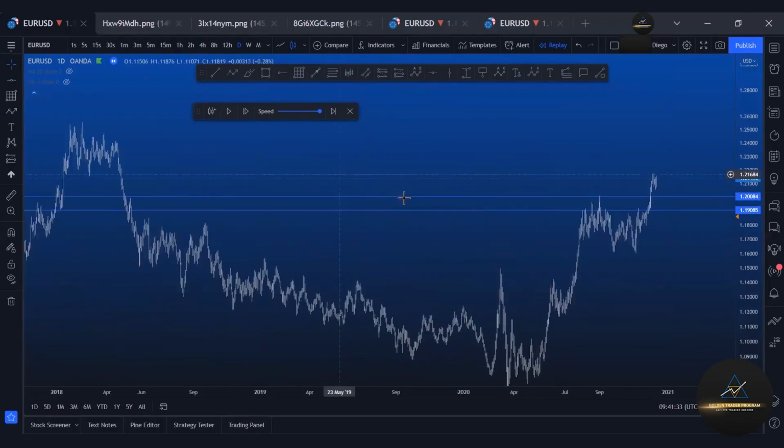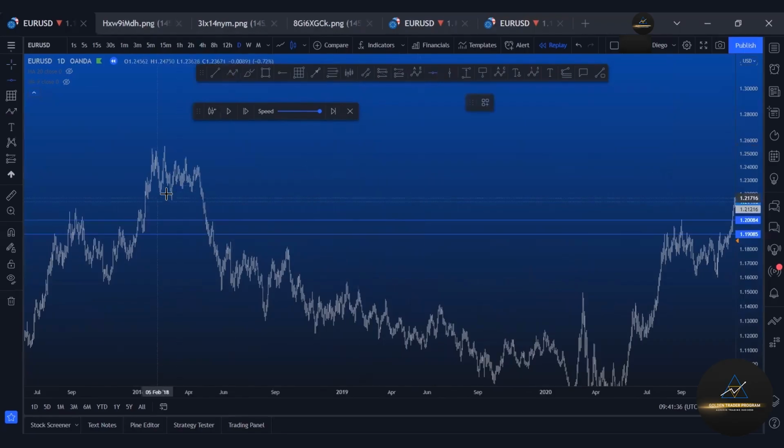Look to the left, structure leaves clues. And what can we see? There is some form of resistance at these particular areas.